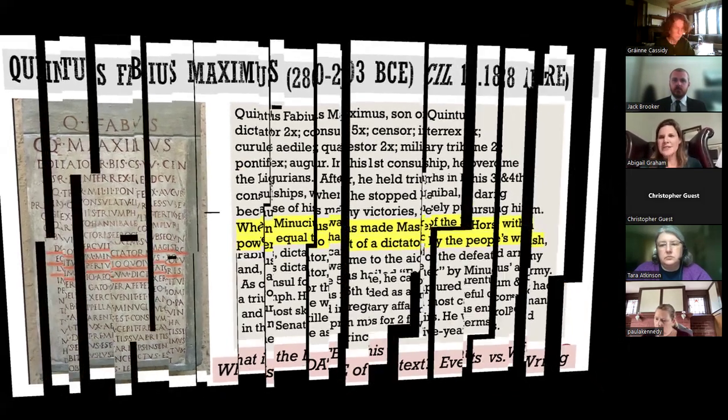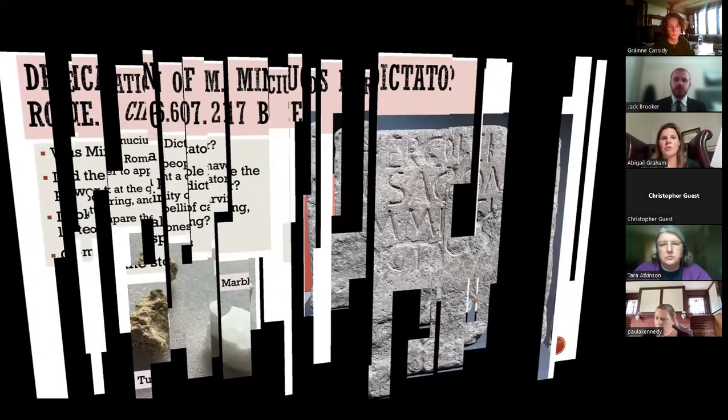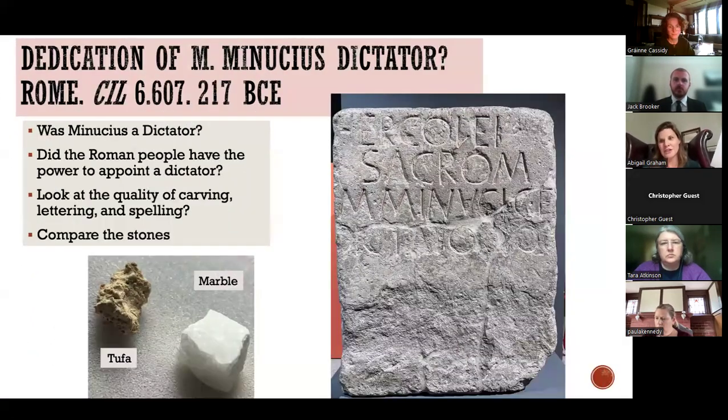So what I would add to that discussion is this inscription from 217 BC that's actually written at the time, a year before Minucius was killed. And it is a dedication to Hercules from Minucius. And this actually says he is a dictator. So a source from the actual time contradicts that later source.